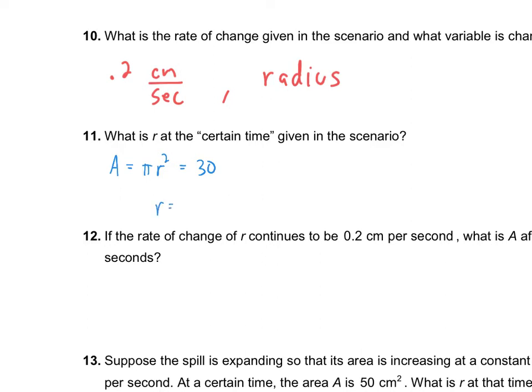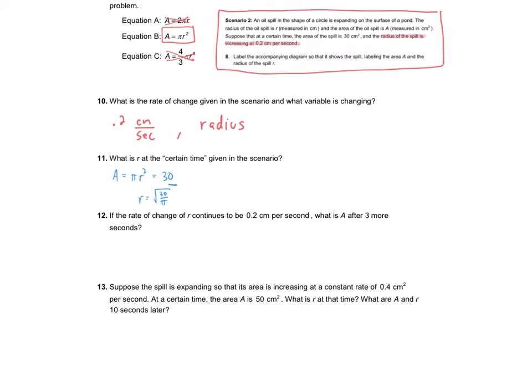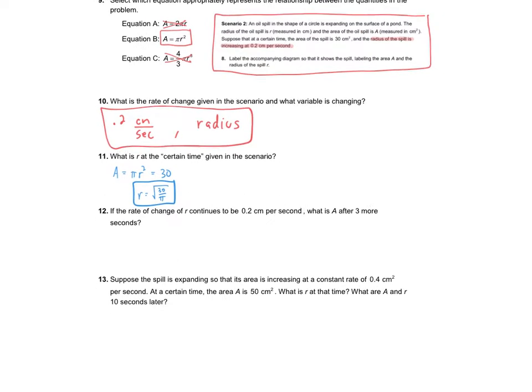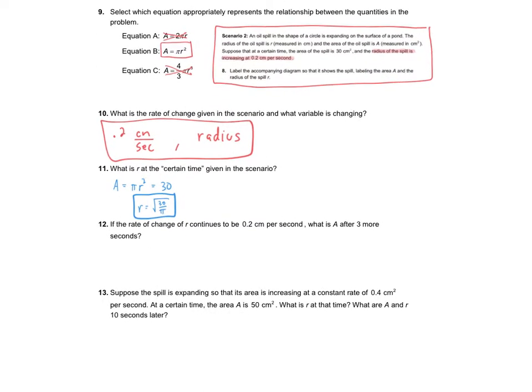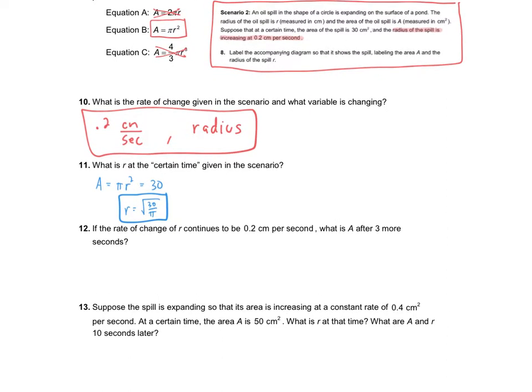So, okay, that would be R at that time. Okay, next one. If the rate of change of R continues to be 0.2 centimeters per second, what is A after 3 more seconds? Okay, so in 3 seconds, the radius will increase by 0.6, right? If it increases at 0.2 per second, it'll be 0.6 after 3 seconds.